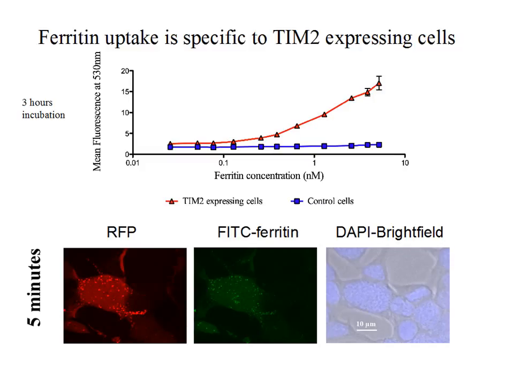Now, as I just mentioned, we can detect the presence of Timd2 expressing cells by looking for red fluorescence. So if you look at the bottom panel, RFP, the red fluorescence tells us that those cells are also expressing Timd2. When we incubate them at different ferritin concentrations over a period of 3 hours, we can see as we increase the ferritin concentration, we see increased uptake of the fluorescently labeled ferritin. And note that the control cells, i.e. not expressing Timd2, show no uptake.